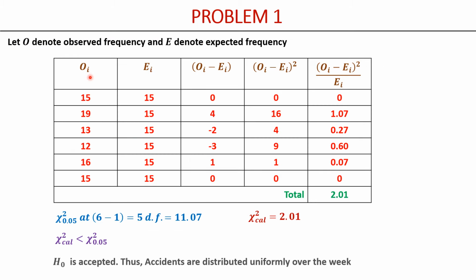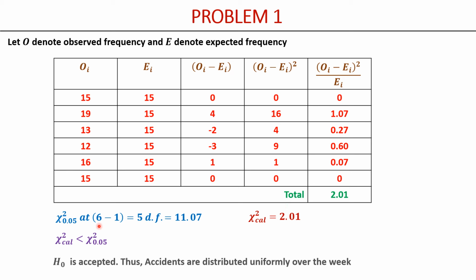So I rewrite OI as the observed values. This is what is given in the question. Expected values is EI, which we have assumed now by dividing the total number of accidents by the total number of days. That is common. It's 15 throughout. So I take the difference, then square that difference value, divide each value by 15 because that's the EI value, and I take the total of this last column, which is sigma OI minus EI the whole square by EI, as 2.01.